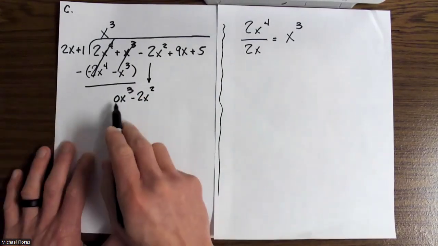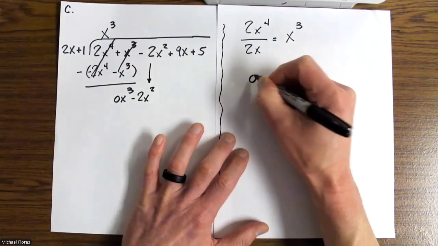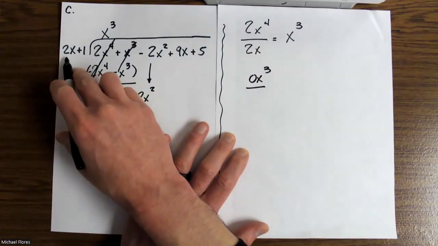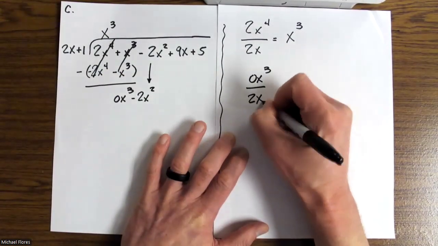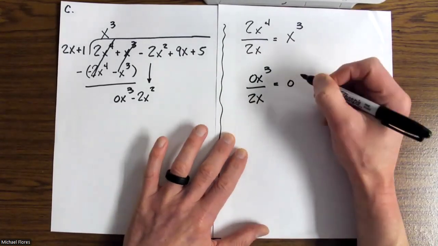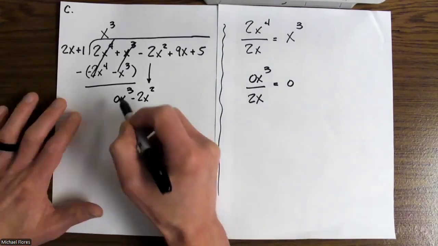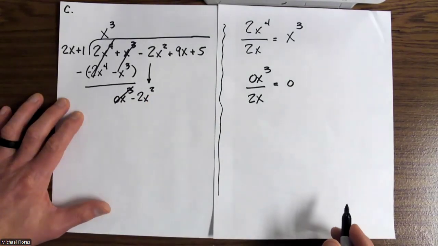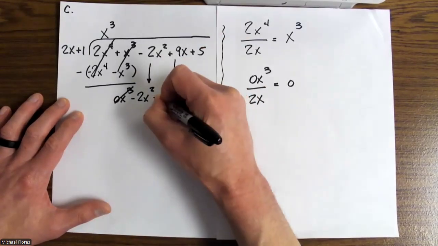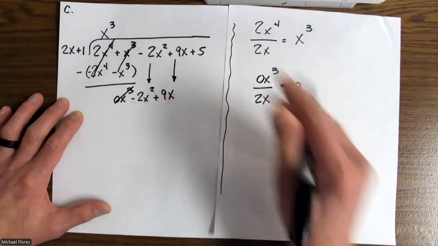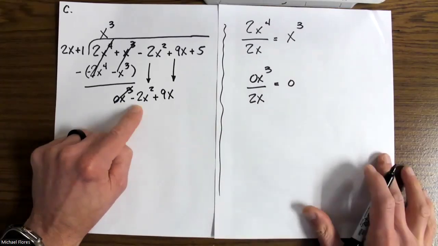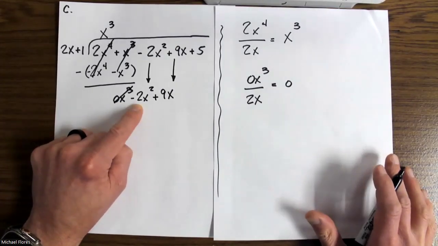Now, if we took this first term here and divided it by the first term there, well, 0 divided by anything is just going to give us 0. So we don't need to worry about this one. What we're now going to do is drop down plus 9x. So since we didn't have a result here, we had 0, let's now begin the process here.